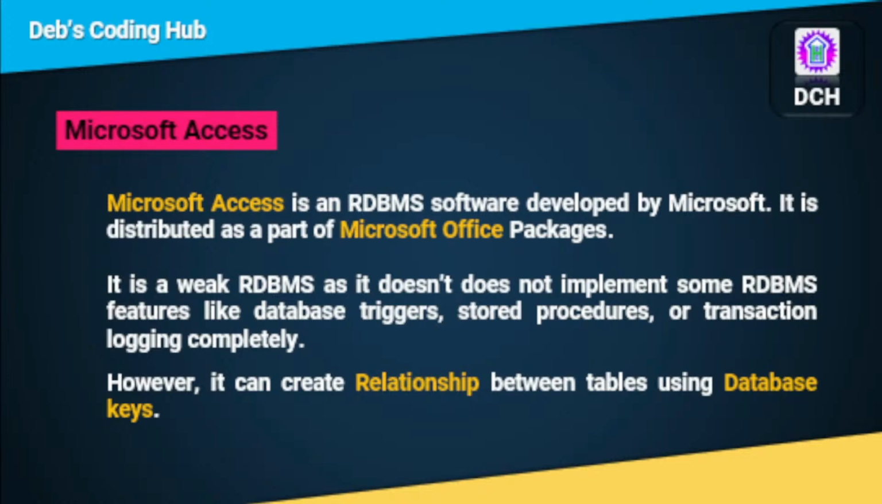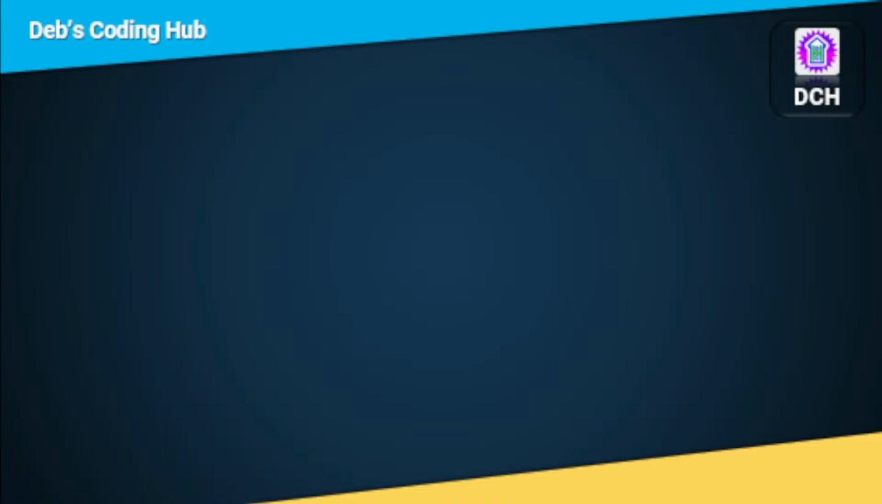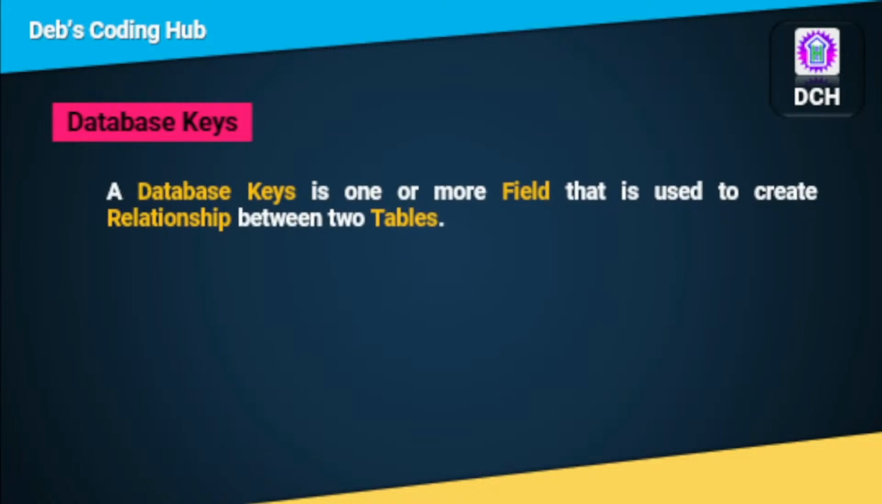Now let us go to the concept of database keys. What are database keys? A database key is one or more fields that are used to create a relationship between two tables. If I want to link two tables and fetch or manipulate data in both tables, I have to create a relationship. And this can be done by using database keys.